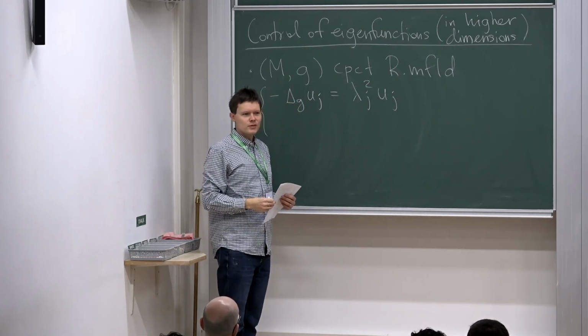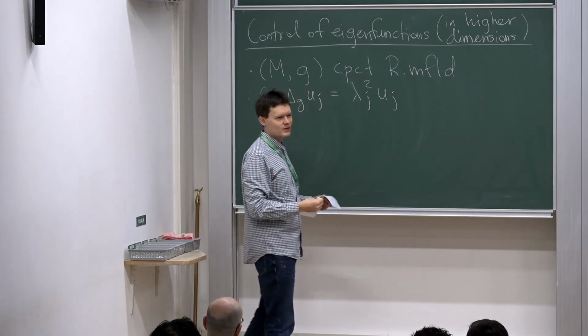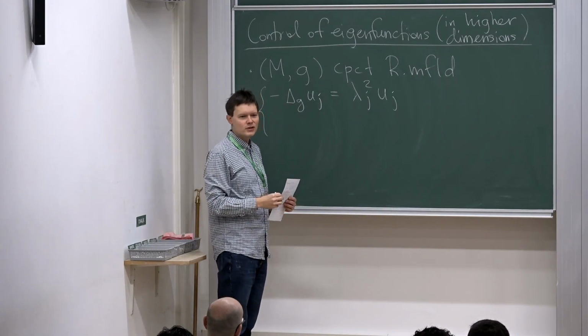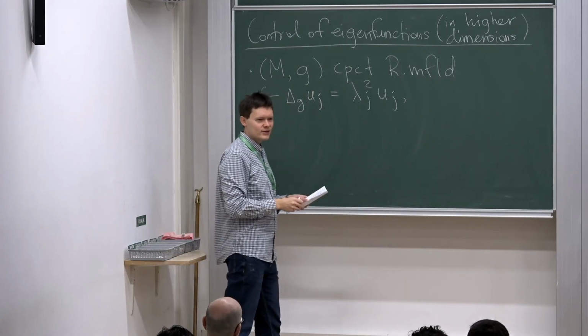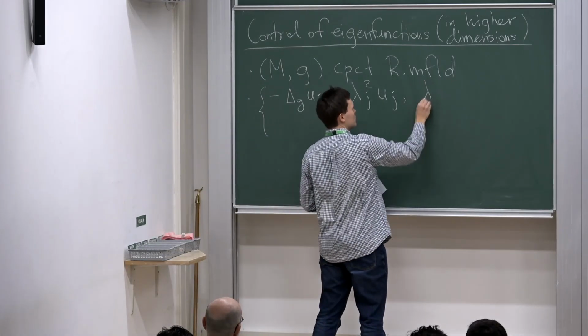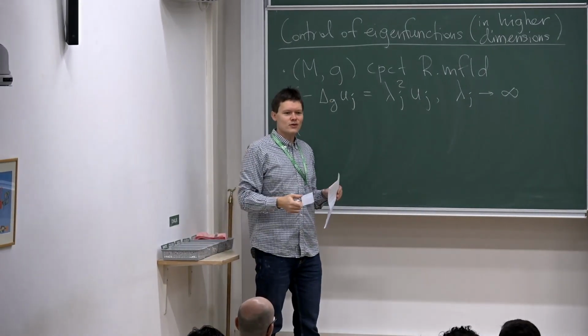I'm not sure why I should apologize for calling eigenvalue lambda square. Really, my Laplacian is sum of partial x j squares in flat space. I will justify this, but lambda j will go to infinity. So okay, what's lambda j? Lambda j is the frequency of oscillation.